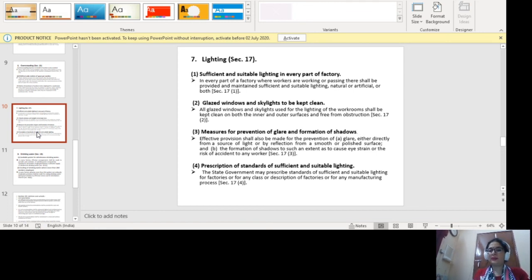Meaning suitable and sufficient lighting, it can be either natural or artificial lighting. Then glazed windows, which are used for lighting purposes, should be kept clean. Then measures for prevention of glare and formation of shadows which obstruct the working of any worker should be taken, as well as there should be prescription of proper standards for sufficient and suitable lighting. The state government can prescribe such standards for a particular factory.